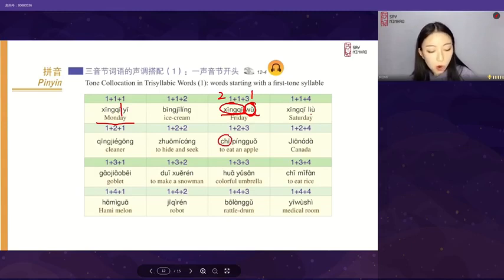For 吃苹果, 吃 means eat and 苹果 means apple. This one we can separate into 吃 and 苹果. So the monosyllable is in the former place and the disyllable is at the latter. Okay, 吃苹果. And for 苹果, how to read it? We just need to pay attention to the disyllabic word 苹果, and we read the 果, the third tone, into half third tone, right?